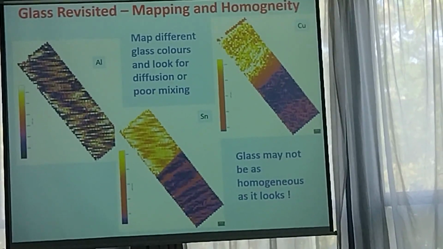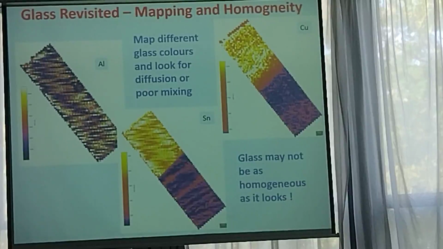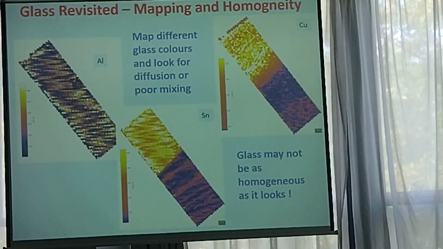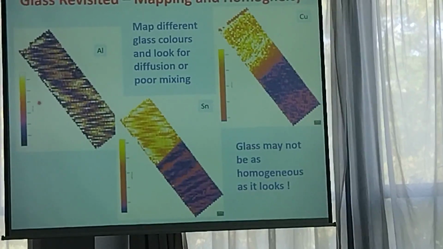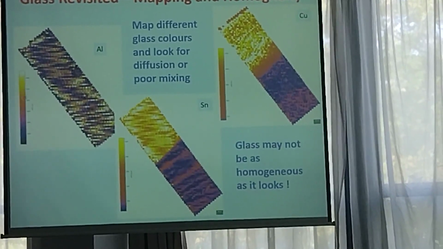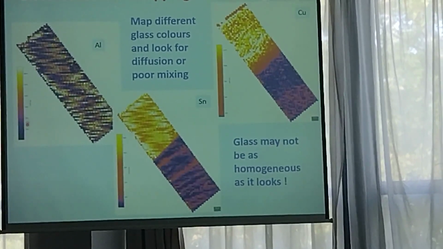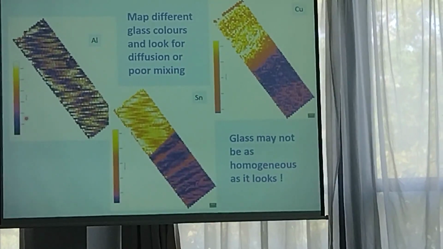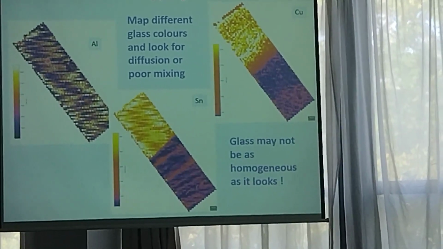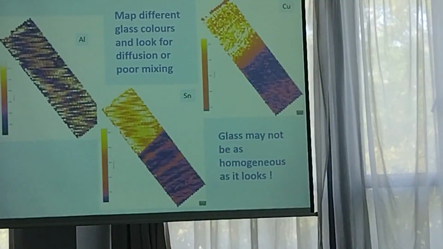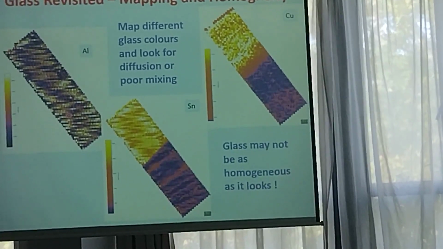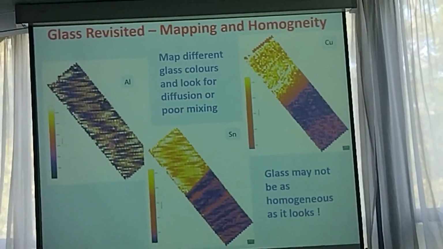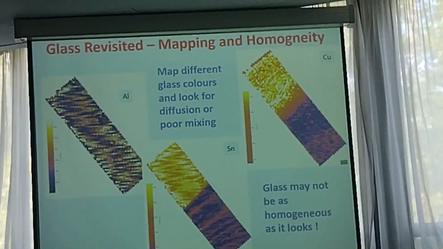So here I have what was nominally a two-colour piece of glass. So the first element, aluminium. The different colours are the different concentrations. So here we have a scale bar. And this is quantitative, but the colours are random. So actually the amount of aluminium in both colours of glass was almost exactly the same.